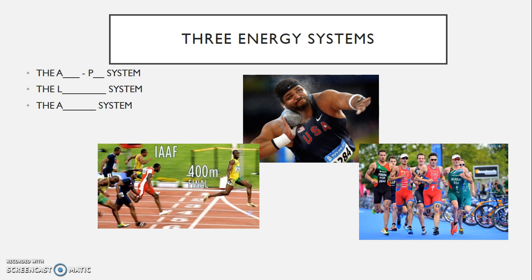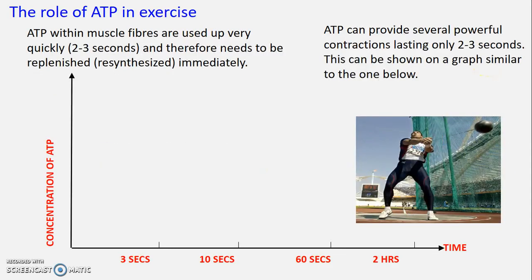Okay, so what you should have is the top one is the ATP-PC System, the second one is the Lactate System, and the third one is the Aerobic System. And hopefully you've got the shot putter as part of the ATP-PC System, the 400-meter final run as part of the Lactate System, and then finally the Aerobic System is the picture on the right hand side of the guys doing a triathlon.